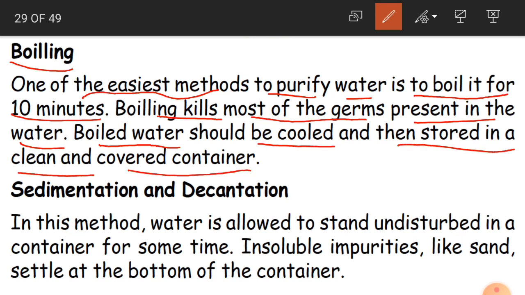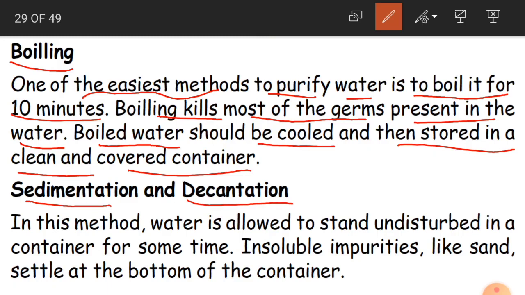And after boiling it, after all the germs have been killed, we are going to keep this container aside for some time so that it can get cooled. Then we have to store this in a very clean and covered container where we can use it for drinking. Clear, children? So most of us practice this method in our homes. Clear? And the other one is sedimentation and decantation.